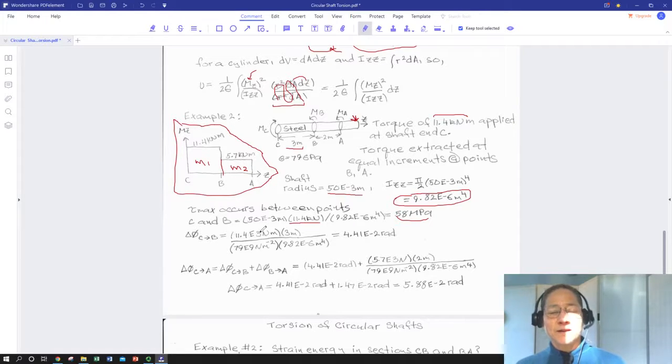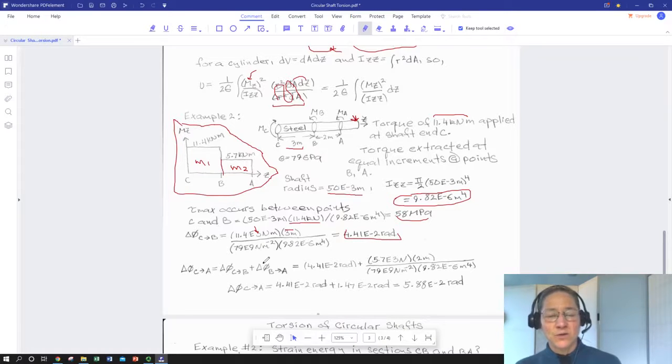And to do that, we end up just using our pre-integrated expression, because moment doesn't change with Z, shear modulus doesn't change with Z, and moment of inertia doesn't change with Z. We haven't stepped up or down the shaft radius. If so, we could have just made another piecewise integral. So we're going to integrate angle of twist to the 3 meter mark using our high moment that we encounter between C and B, and we get 4.41 times 10 to the minus 2 radians.